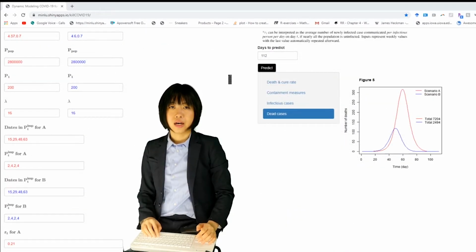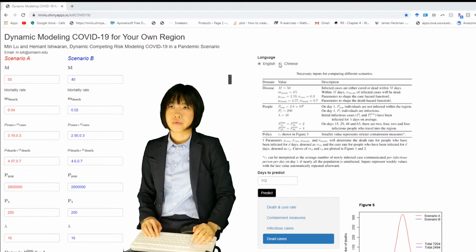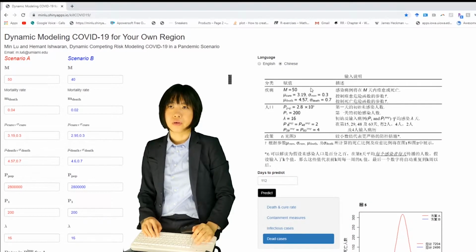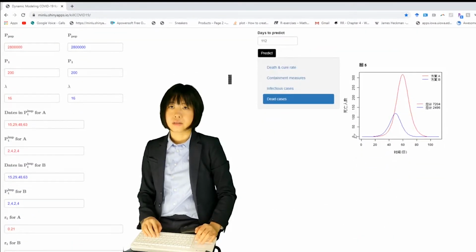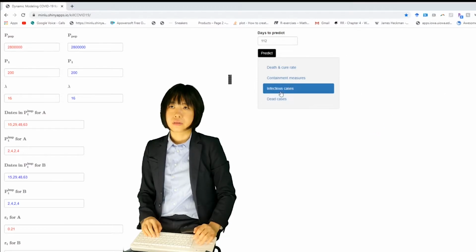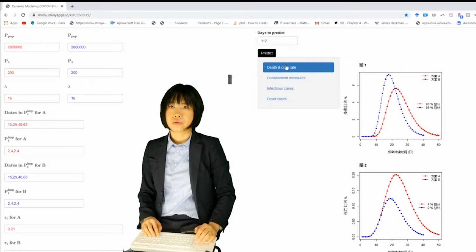So far, there are 2 versions of language in our website, English or Chinese. So when you go to our website, if you choose Chinese, for example, you can see that all the descriptions are in Chinese and all the results will be in Chinese too.